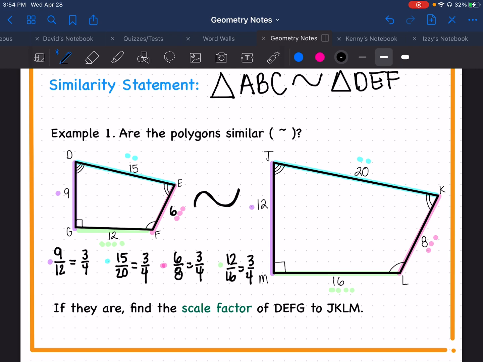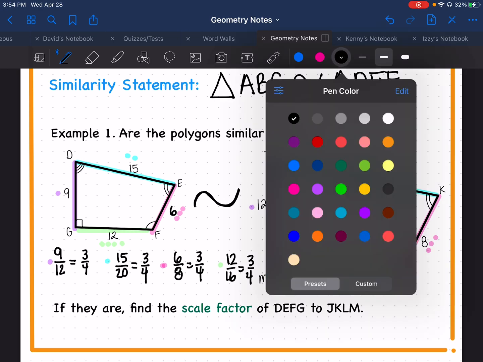These two are similar. All right, so it says down here at the bottom, if they are similar, find the scale factor of DEFG to JKLM. Whenever you see this word scale factor of, this is important. Let me grab the green.